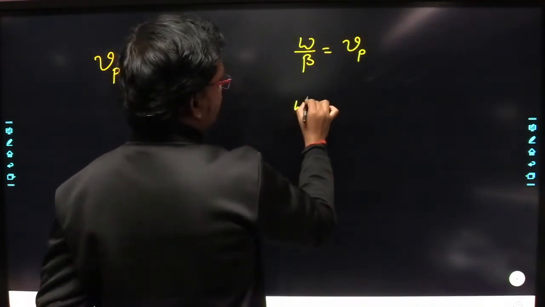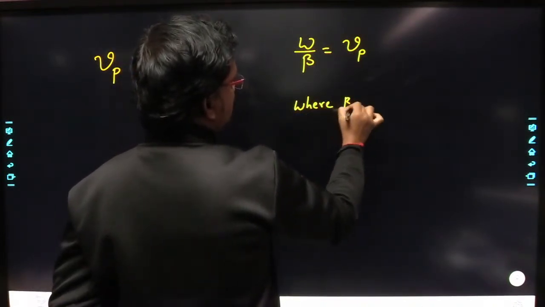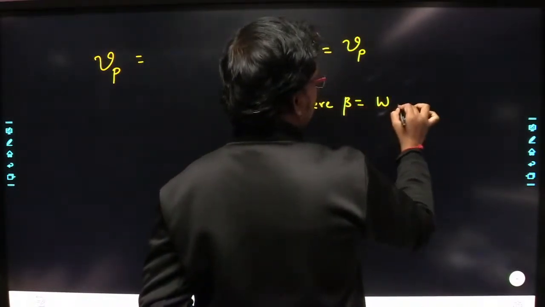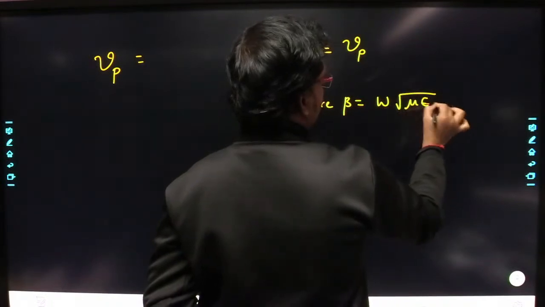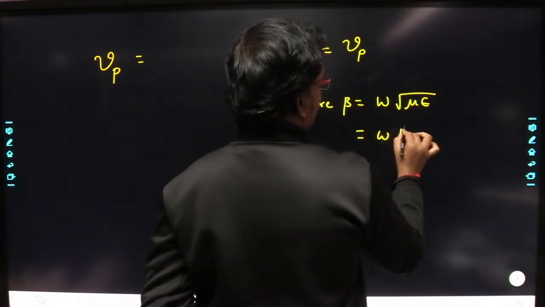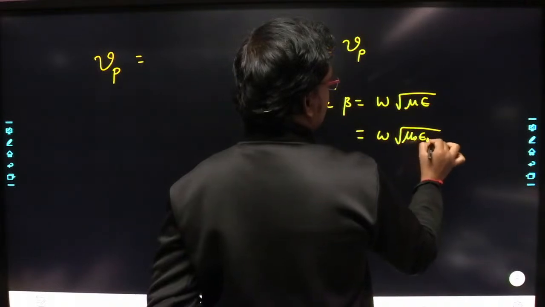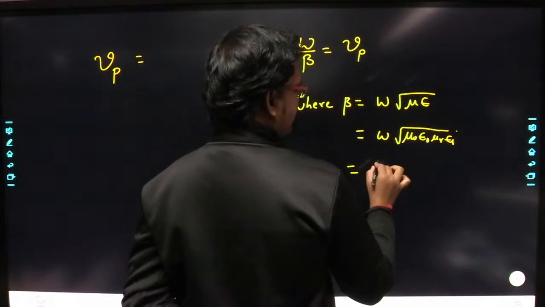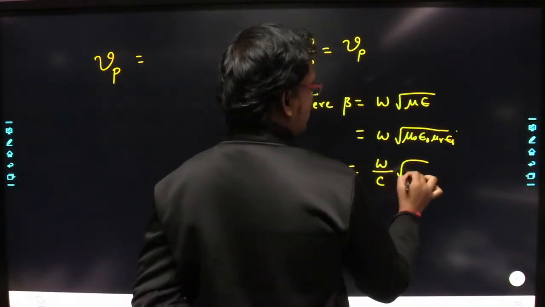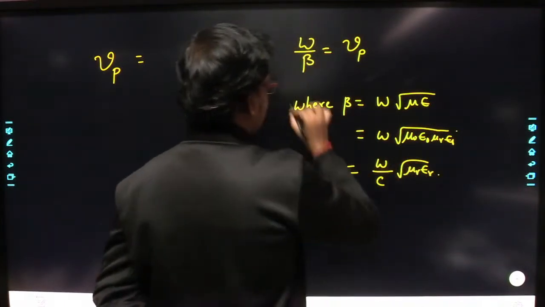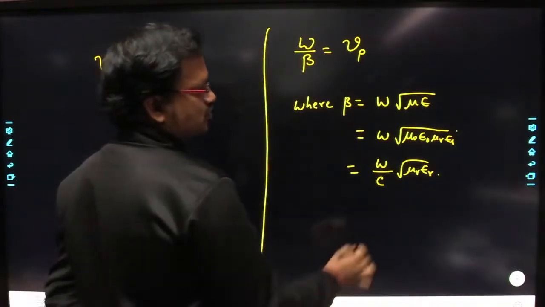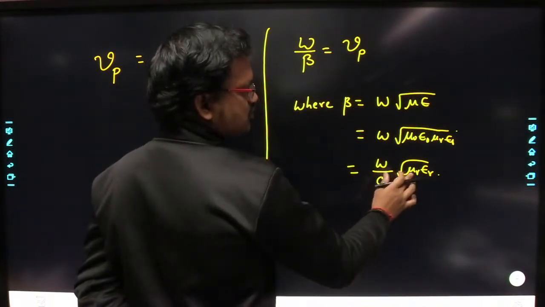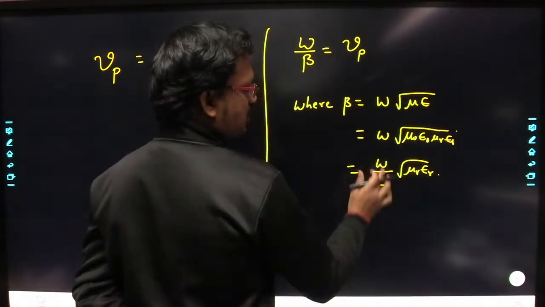So where beta is equal to what? For a lossless medium, beta is equal to omega into square root of mu epsilon, which is equal to omega into square root of mu naught epsilon naught mu r epsilon r, right? So this I can write as omega by c into square root of mu r epsilon r. Square root of mu naught epsilon naught is nothing but 1 by c.